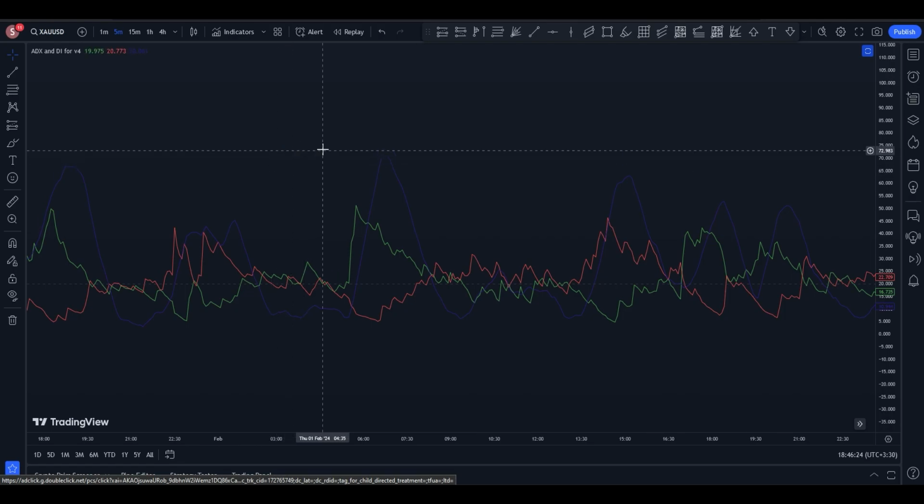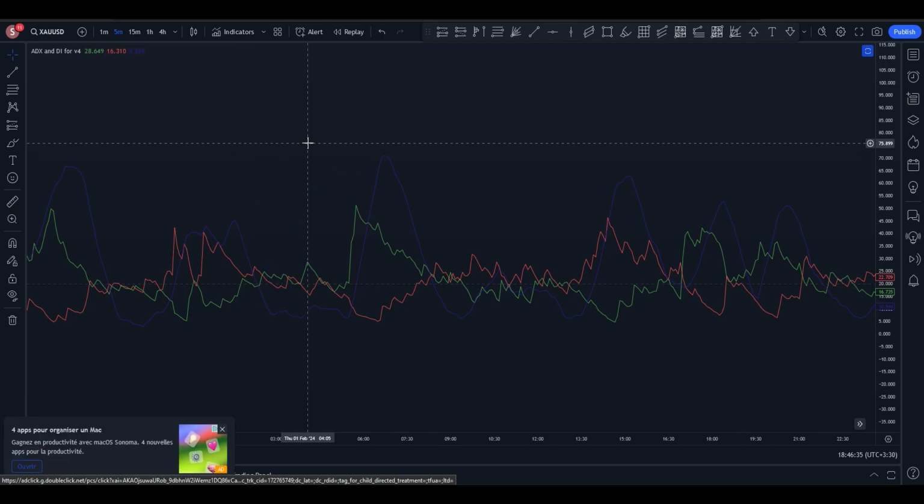Divergence. When the ADX and price diverge, it indicates a weakening trend or a potential reversal. For example, if the ADX is rising but the price is falling, it suggests that the downtrend is losing momentum and may soon reverse. Conversely, if the ADX is falling but the price is rising, it suggests that the uptrend is losing momentum and may soon reverse.